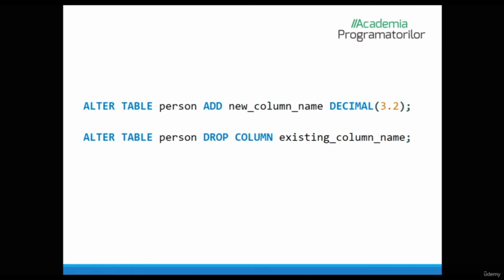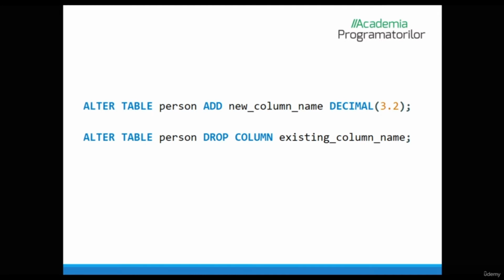The drop column statement will delete an existing column from our table. It is followed by the name of the column we want to delete. The alter table person drop column existing column name query will delete our column called existing column name. That is, if the column exists. If it does not exist, our query will throw an error.